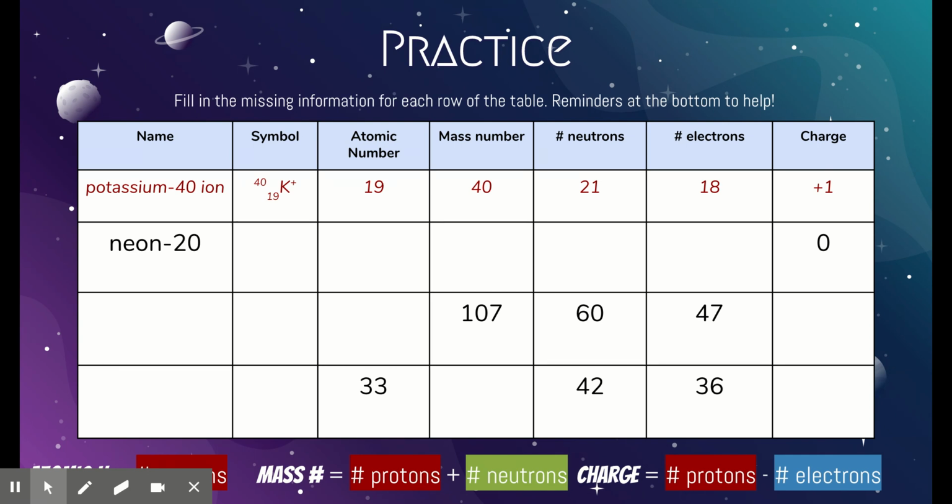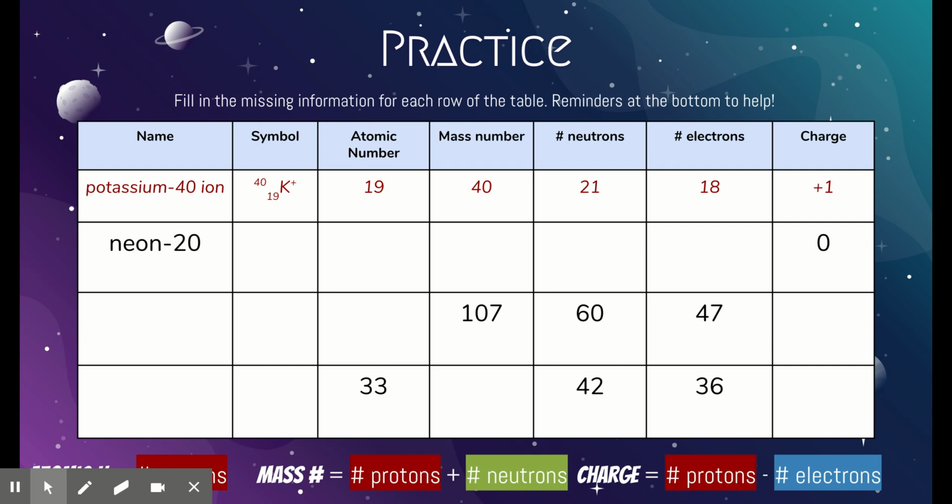My number of electrons needs to relate to the number of protons I have. If you remember, atomic number is the same thing as number of protons. So I know I have 19 protons, and I have an overall charge of +1. So that must mean I have 18 electrons.